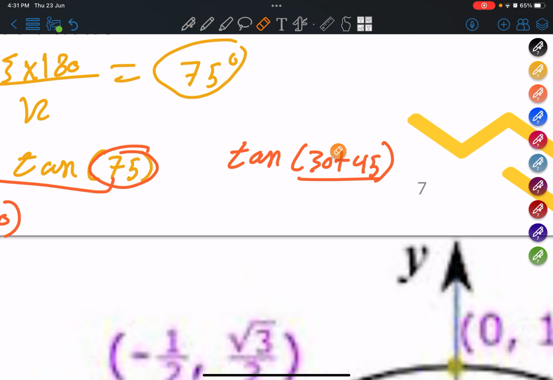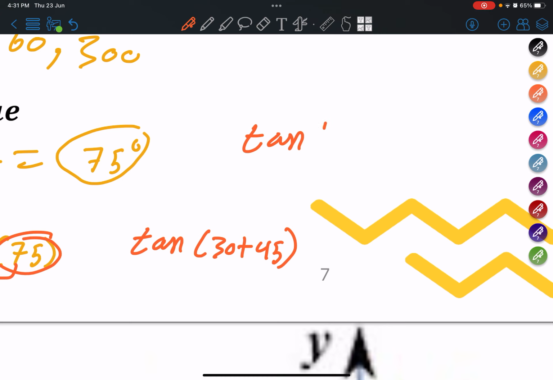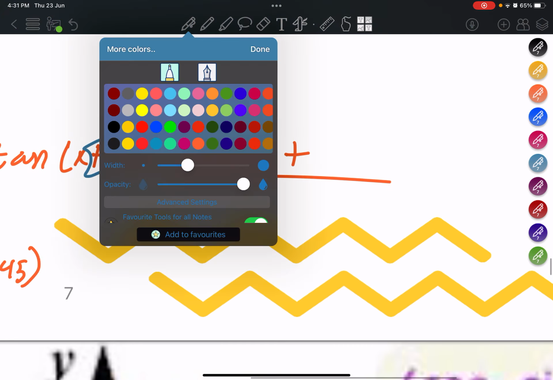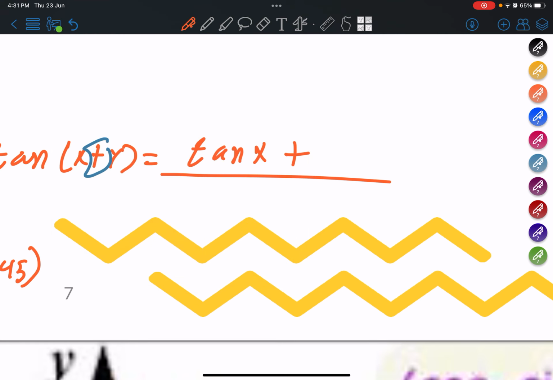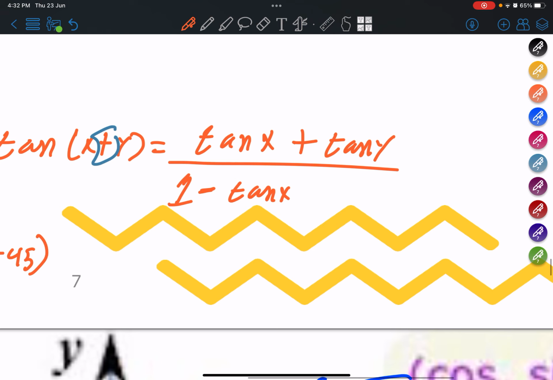It's going to equal 75, but we've just broken it up because we have a formula for this. So what is tan(x + y) going to equal? The formula for this one is a fraction. In the numerator we take the same sign, so it'll be tan x plus tan y, and in the denominator we write the inverse sign, so it'll be 1 minus tan x, and this time we multiply with tan y.